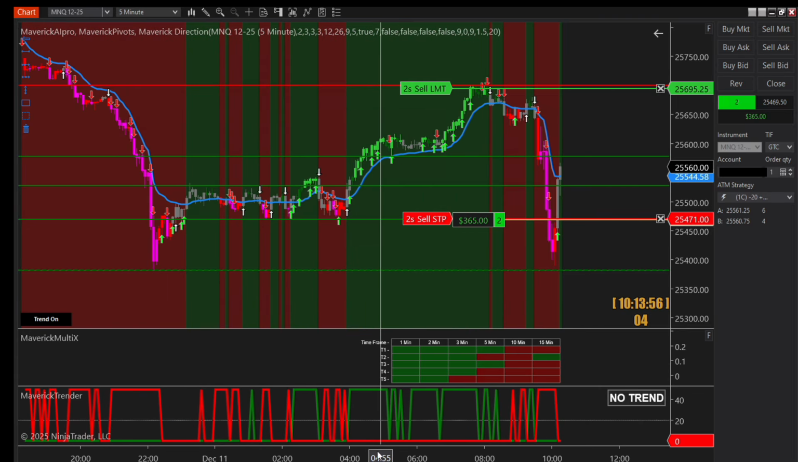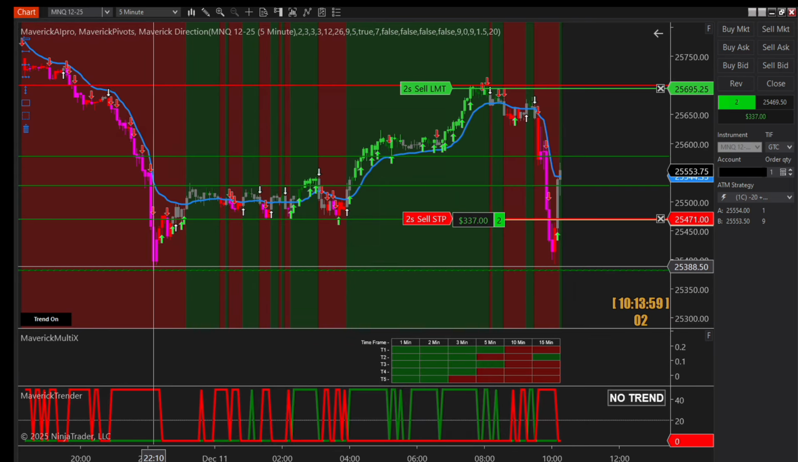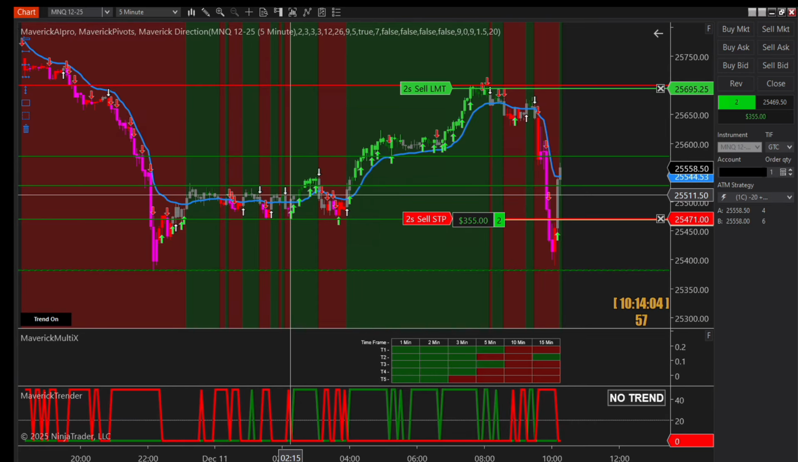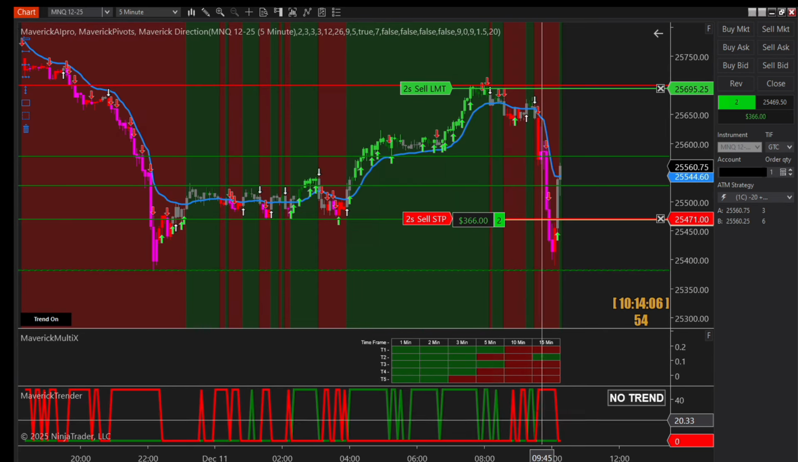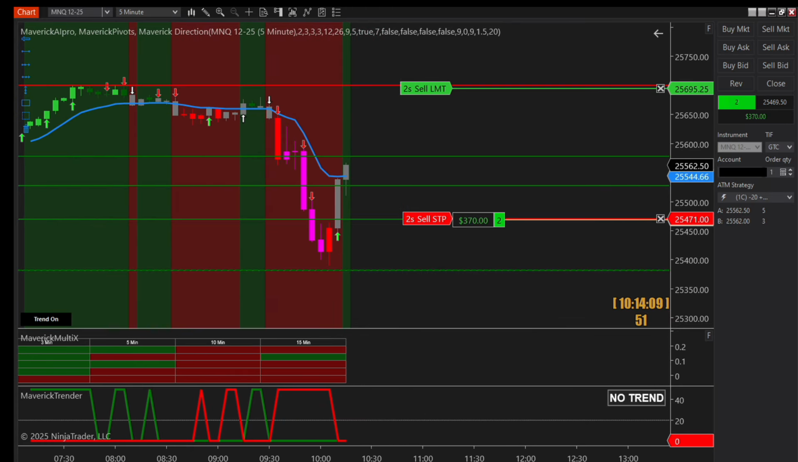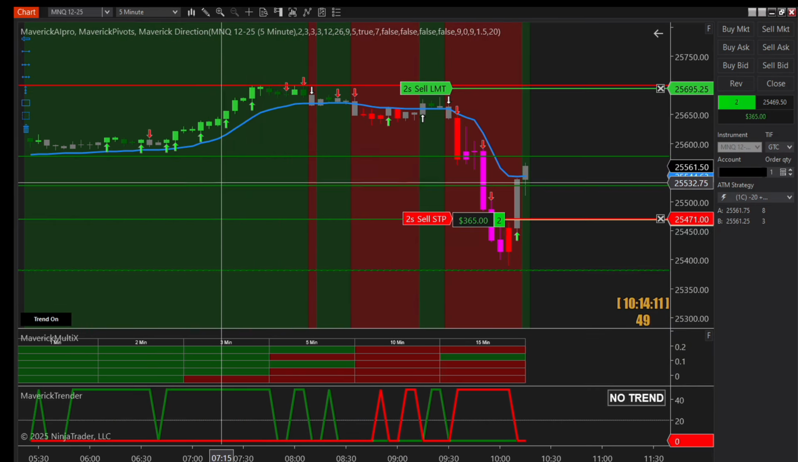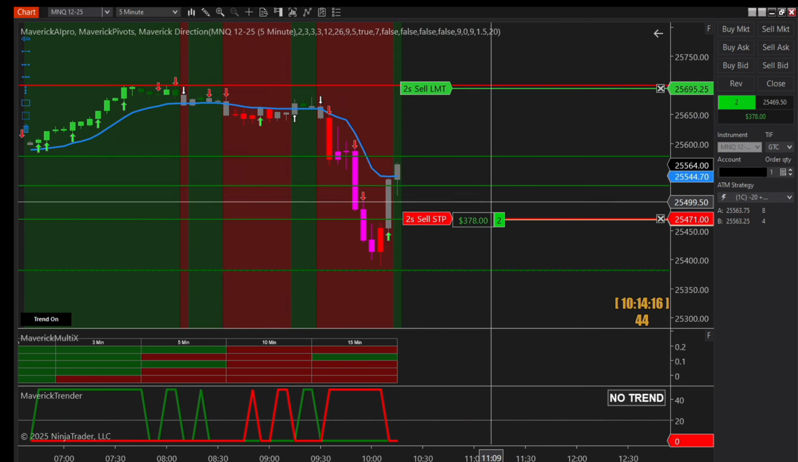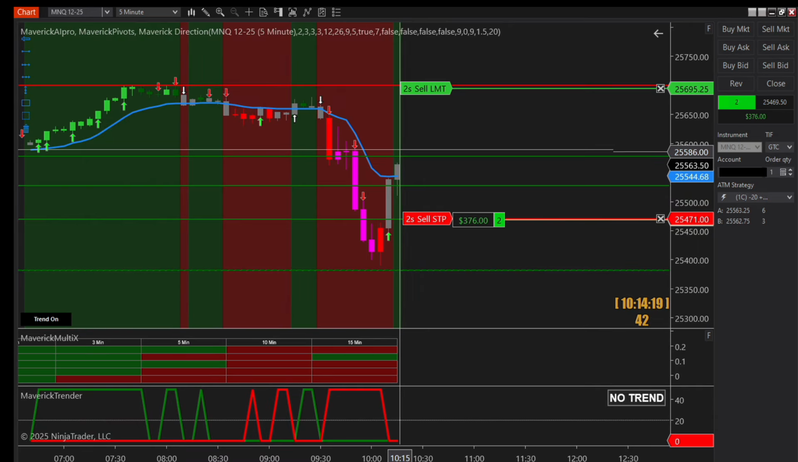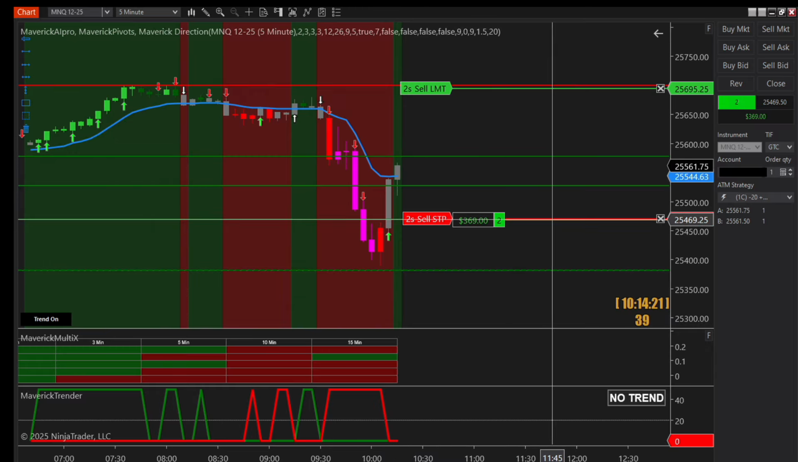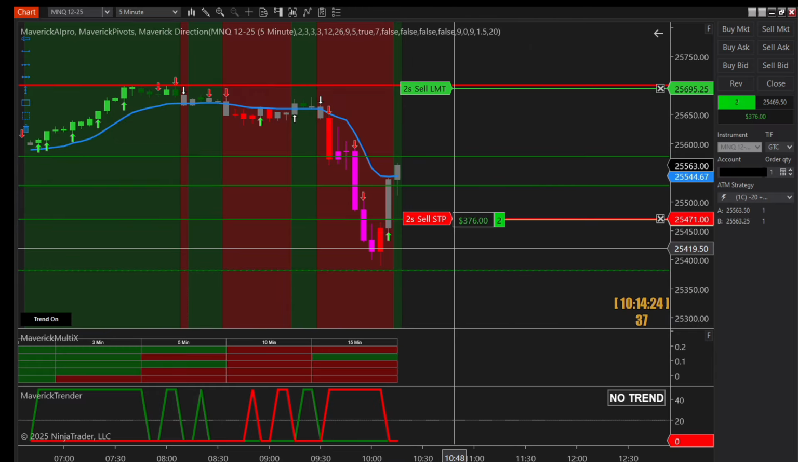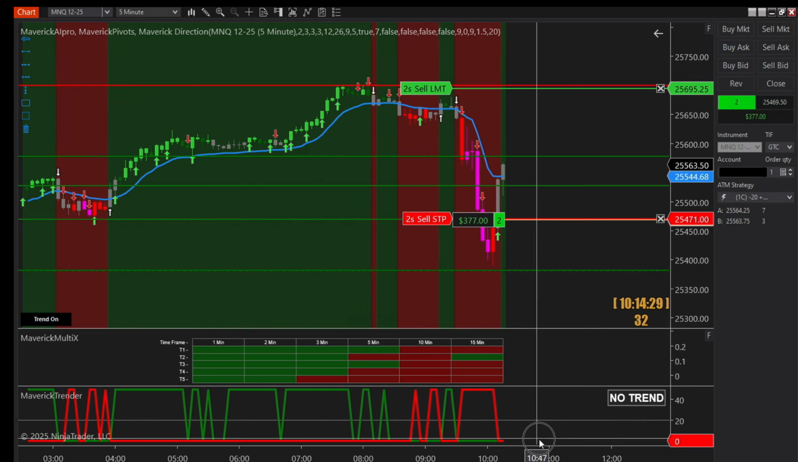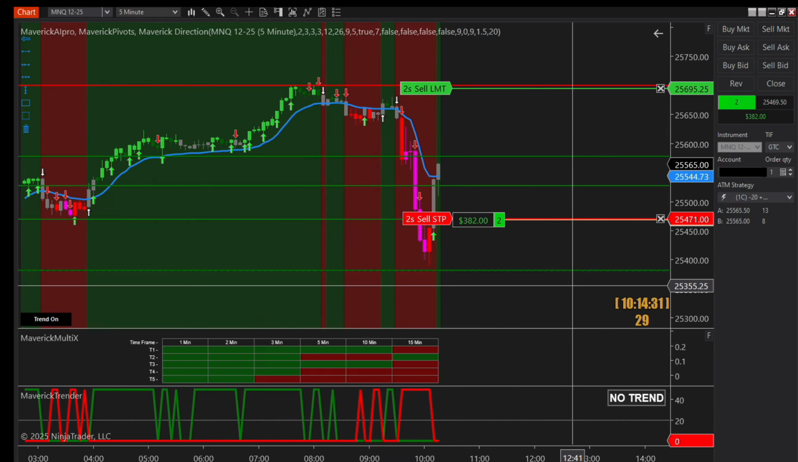Totally, if you look, it had a line. This is automated. This pointed out this bottom to me. And then look at this. It's just really cool. So what I'm now looking for is a closure above the blue line. Remember, we go long when we're above the blue line. We go short when we're below the blue line. I need a closure above the Maverick guide, and then I'm going to need one more closure above this level right here.